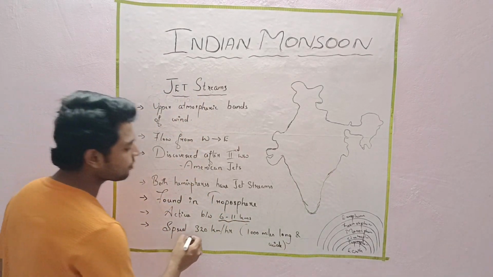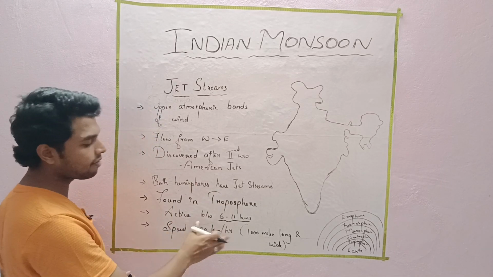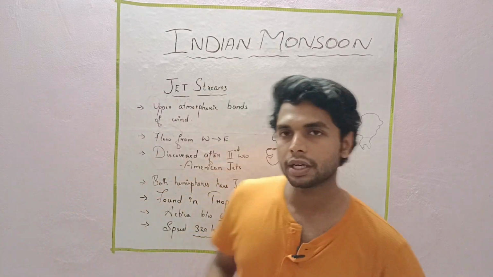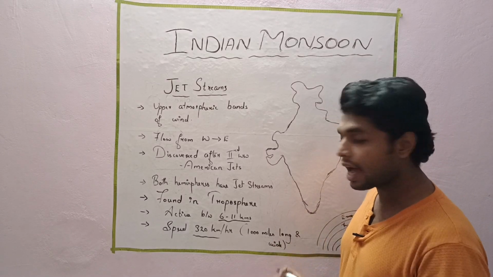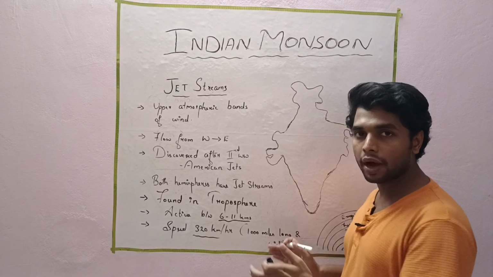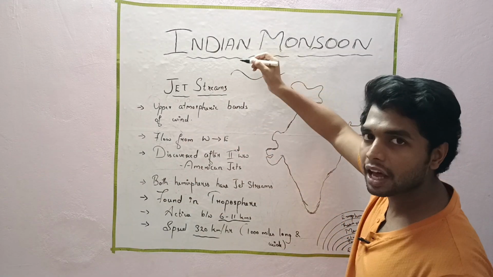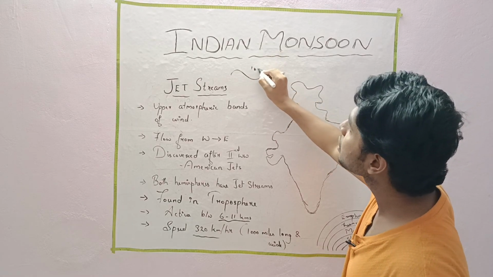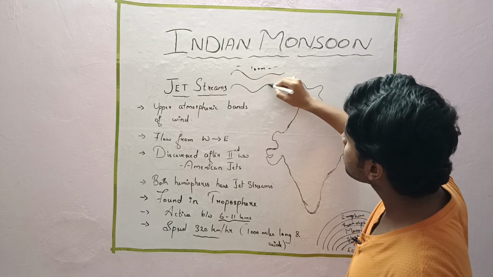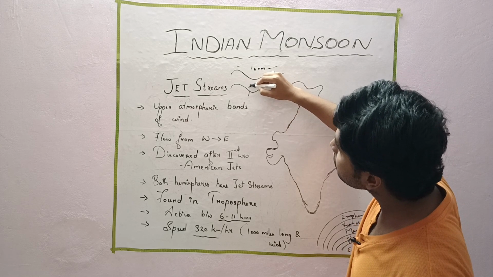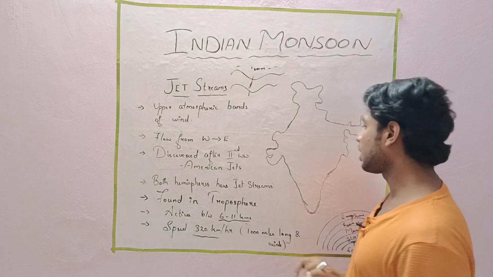The speed ranges from 320 kilometers per hour, maybe less or maybe more. The average speed is 320 kilometers per hour, and they are 1000 miles long and 1000 miles wide.